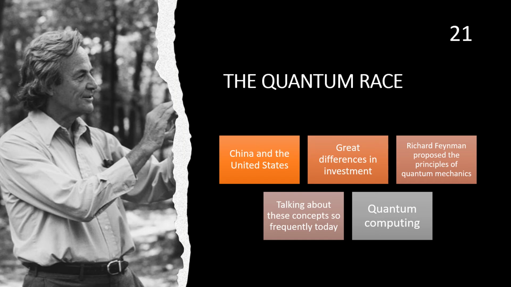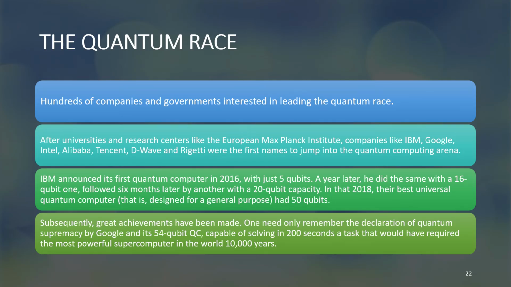And moreover, quantum computing is now so important that almost all countries are making great investments in the field, especially in the United States and China. Definitely, we are in a quantum race in which companies and governments are engaged. Although the first efforts were made by universities and research centers, very soon big companies, as for example IBM, Alibaba, Google or the Canadian D-Wave, understood the great potential of quantum technologies.